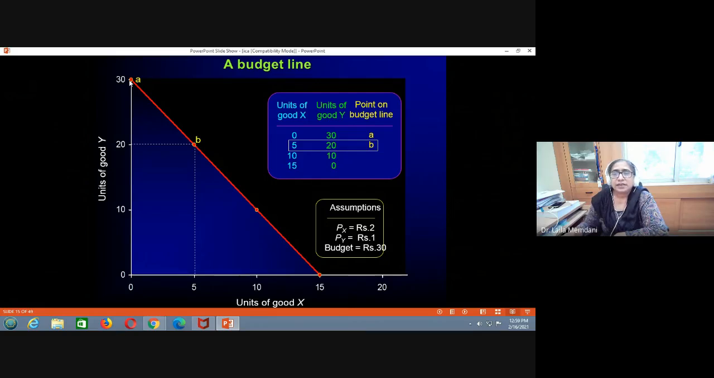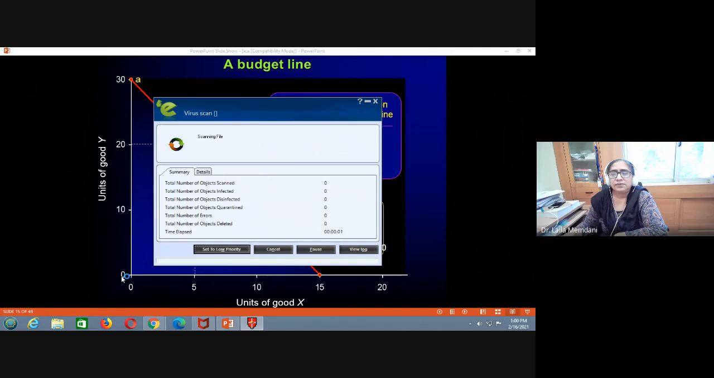Now, if he does not buy Y at all, that is 0 units of Y, he spends the entire 30 rupees, let us assume, on X. Now, price of X is 2 rupees. So, 30 upon 2 is 15. So, he can get 15 units of X and 0 Y. So, we get another point over here at point 15 on X axis. It is 0 on Y axis.